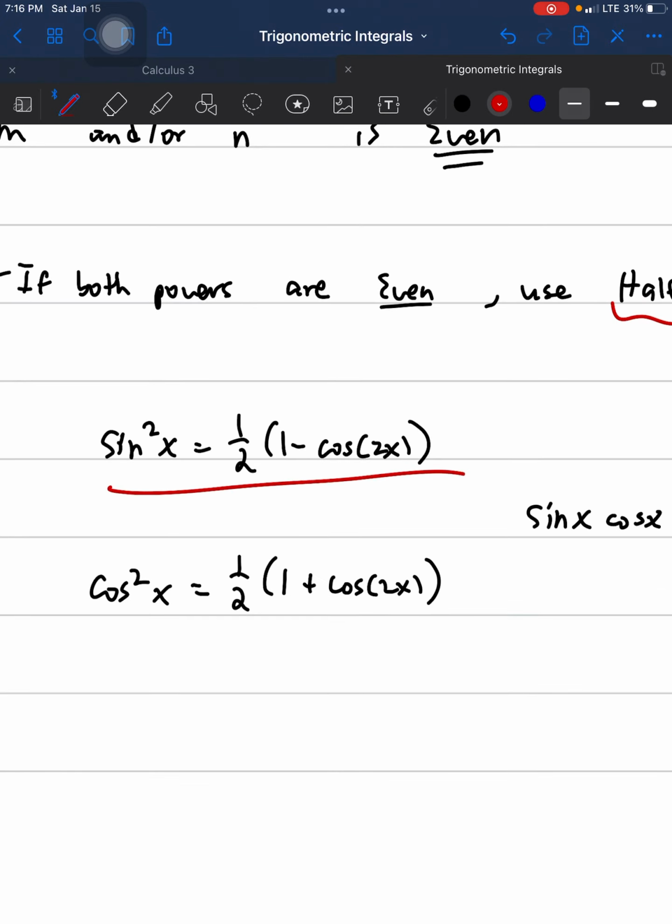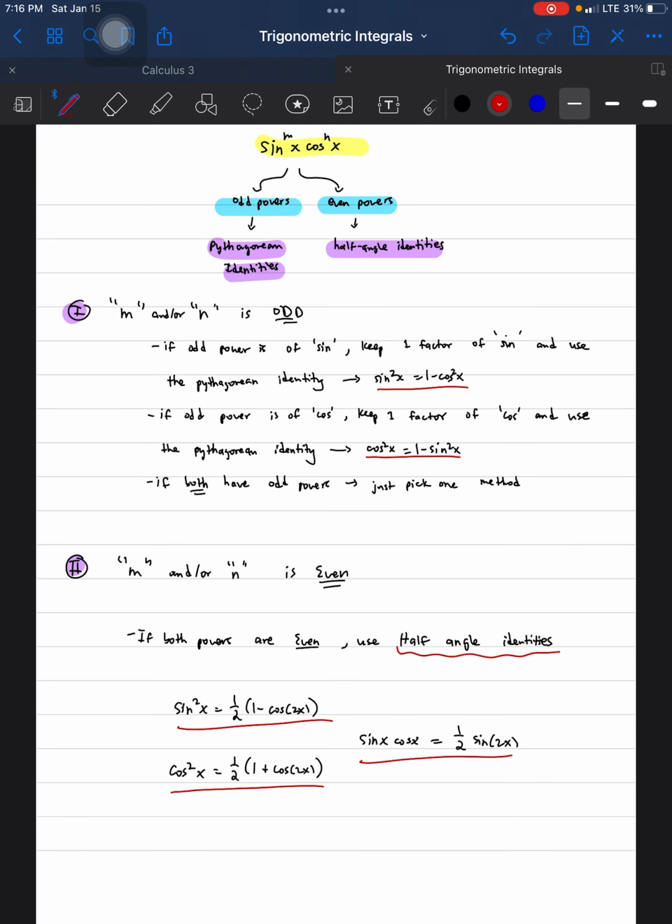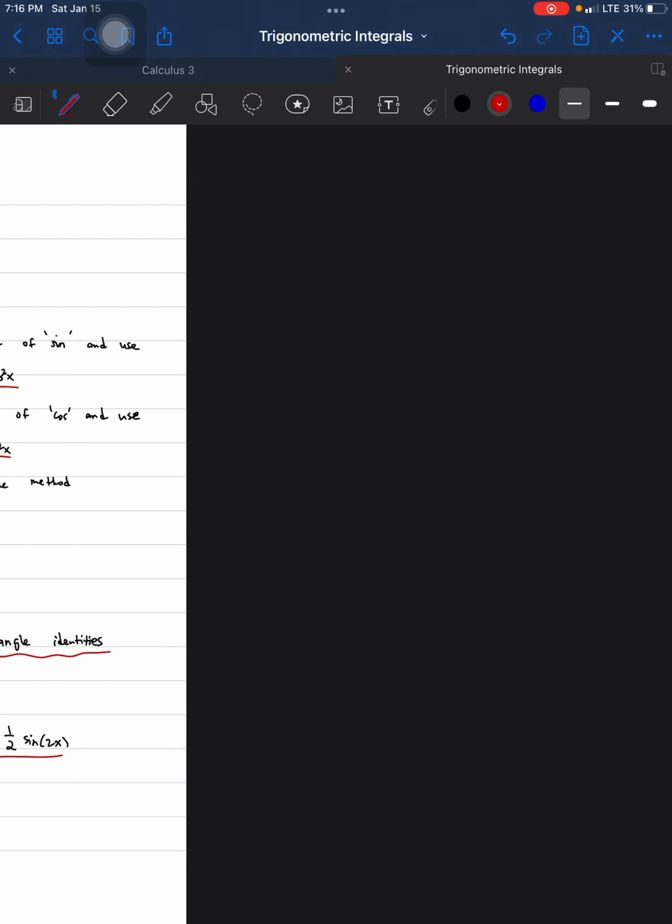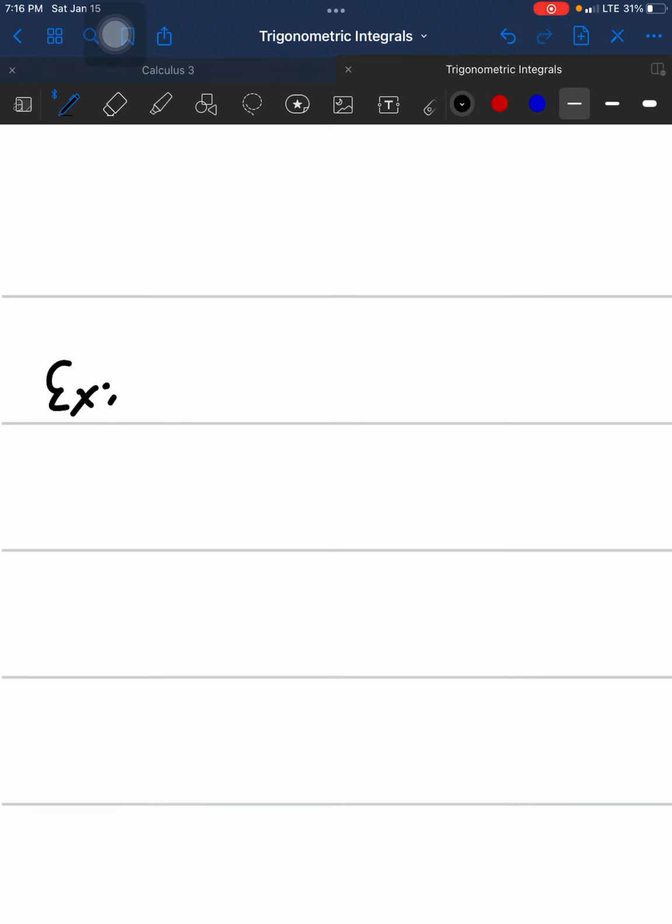So whenever you have odd powers, we're going to be looking at the Pythagorean identities. Whenever we have even powers, we're going to use the half angle identities. So let's do a few examples of this form of integral, this case one. So let's do this example right here.